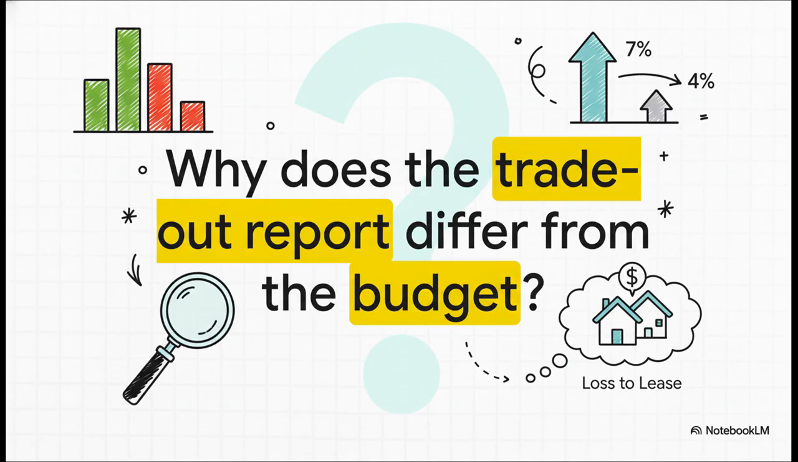It shows actual transactions. So if the budget is claiming 7% rent growth, but the trade-out report shows a blended growth of only 4%, you've found the gap. You've caught them. And you can ask them exactly where that other 3% is. I'll bet you the answer is almost always loss to lease.